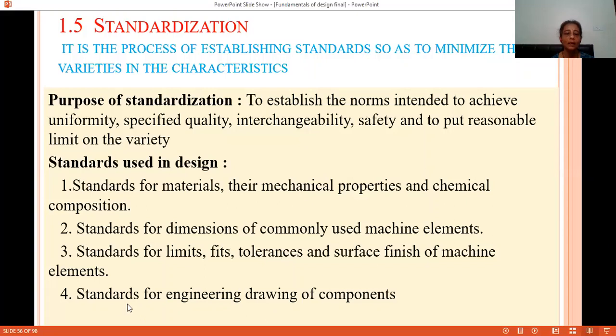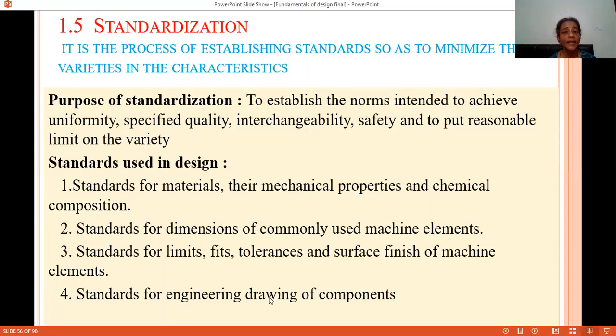Last is the standards for engineering drawing of components. There are standards like the first angle projection method and the third angle projection method. So which view will be where with respect to the XY line, with respect to the front view, top view, and side view. That is also, we can say, a standardized pattern.